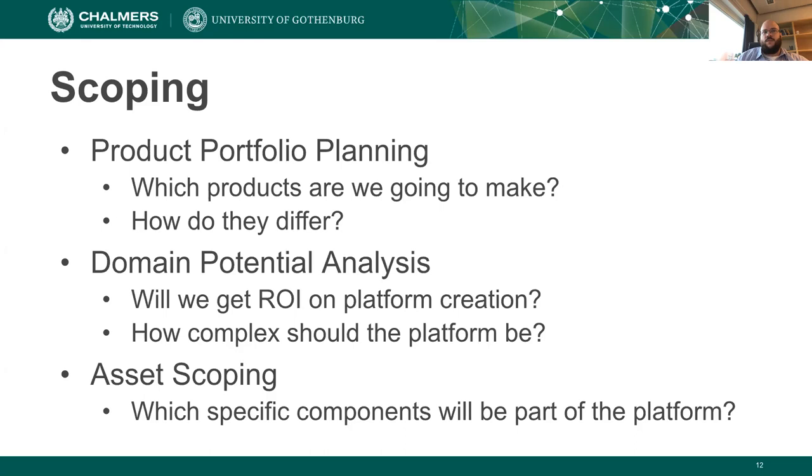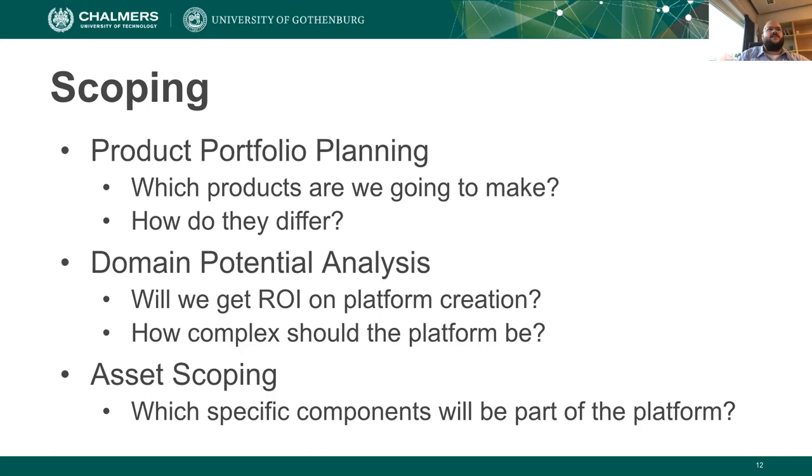platform. So first, product portfolio planning aims at determining the specific products and the functionalities that are going to be supported by your infrastructure. So from the start, you want to do a bit of planning. What kind of products are you going to build? What are the differences between those products? Do those need to be different products, or can you offer a smaller set of concrete products to the customer?